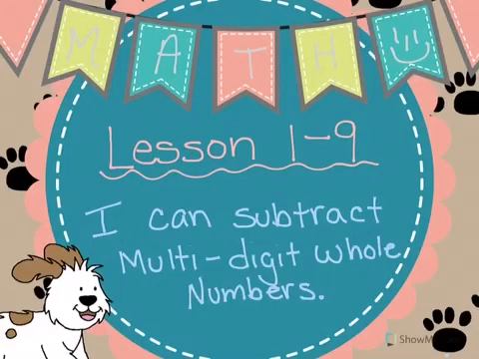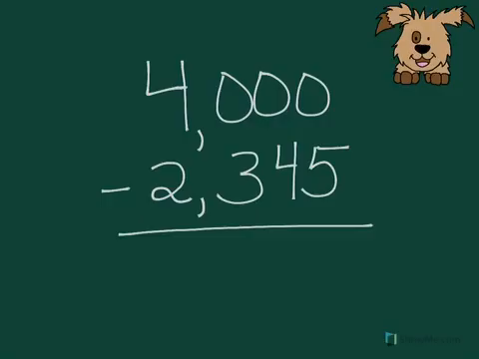Welcome to Lesson 1-9. I can subtract multi-digit whole numbers. In this example, we are taking 4,000 minus 2,345. First thing I notice is we have a ton of zeros. Let's see how we can regroup to subtract.